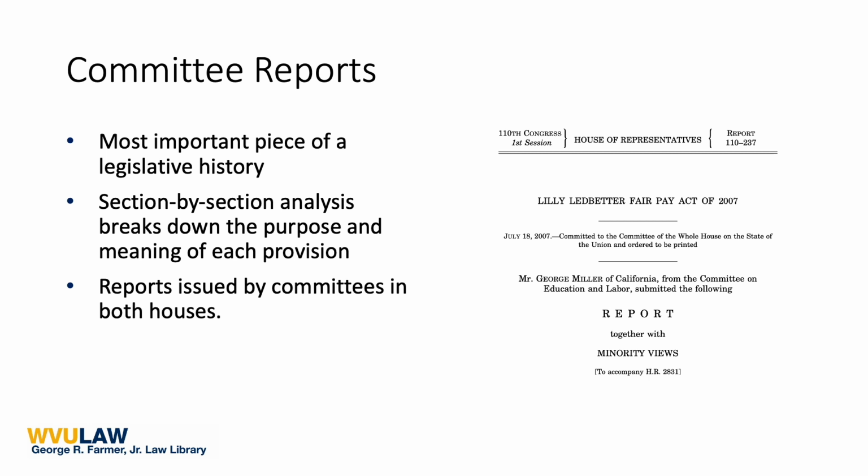Committee reports are numbered separately for the House and the Senate, starting with the number of the Congress that issued the report, a hyphen, and then the chronological number of the report in that session of Congress. The example shown here is a report from the Committee on Education and Labor submitted in response to the committee's deliberations on the Lilly Ledbetter Fair Pay Act. In the top right corner, you see the report is numbered 110-237, meaning that this is the 237th report from the 110th Congress. And this would be styled HR 110-237.